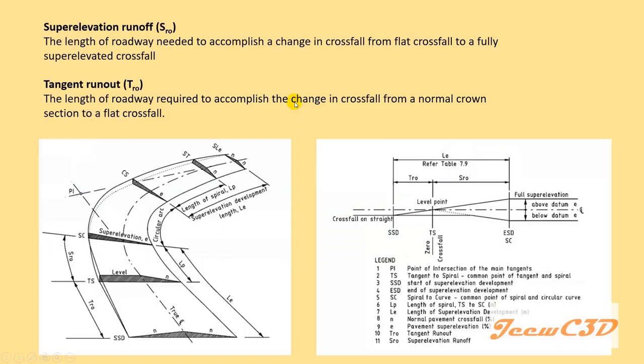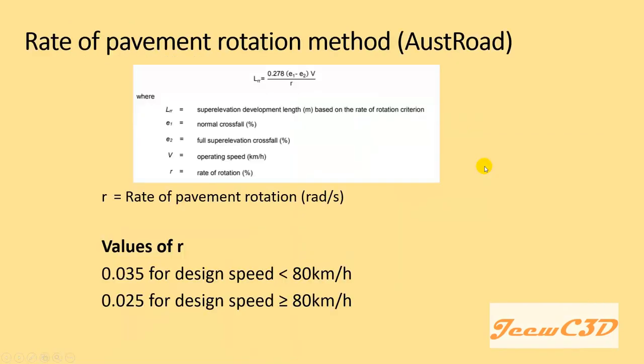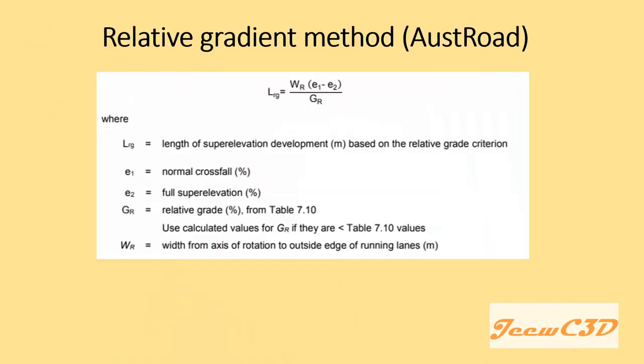That means this LE, from normal cross pole to full super elevation, is the value given by this equation. Then we move on to the next method, that is the relative gradient method. So we have this kind of equation, which is the same as the super elevation development length we talked about earlier. E1 would be the normal cross pole, E2 would be the full super elevation value.